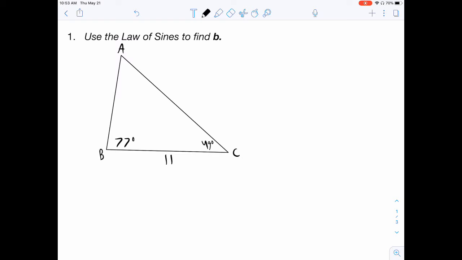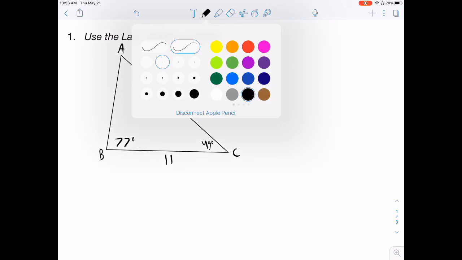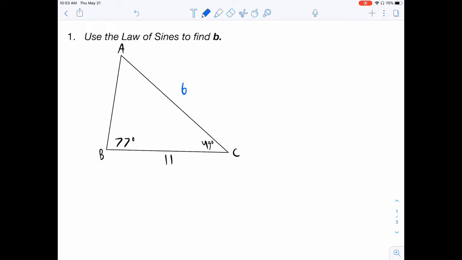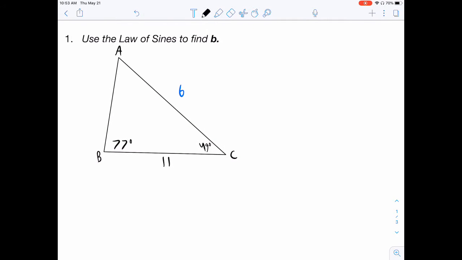Alright, so the first of our example problems is this problem right here. Use the law of sines to find B, and this is referring to, of course, side B right here. If you look at this triangle, you'll realize that we have angle, side, angle, and so the law of sines will be valid for this triangle.